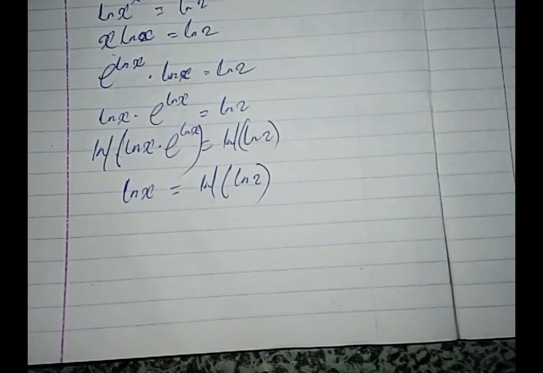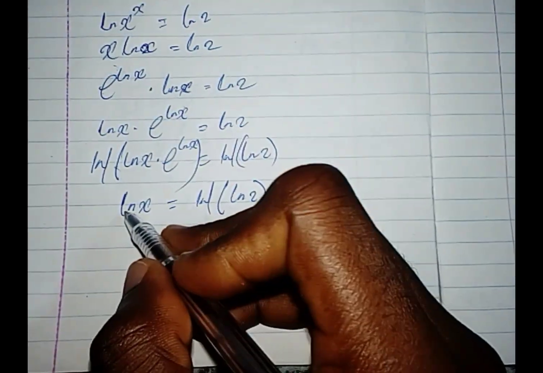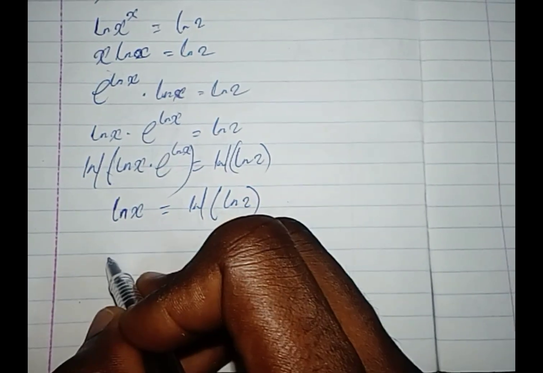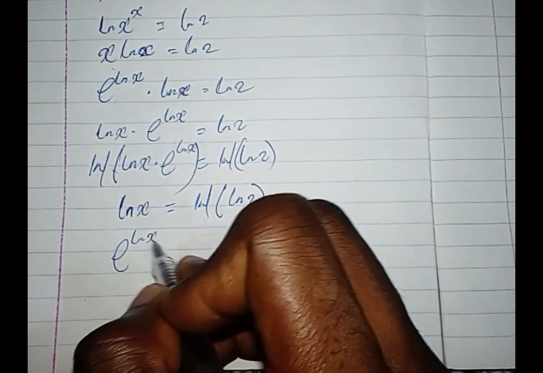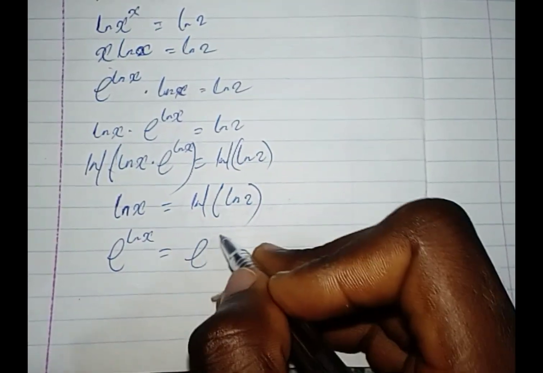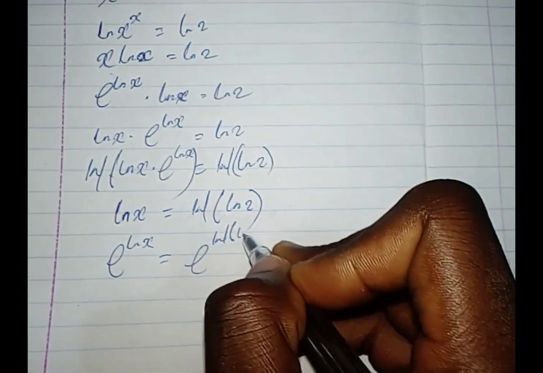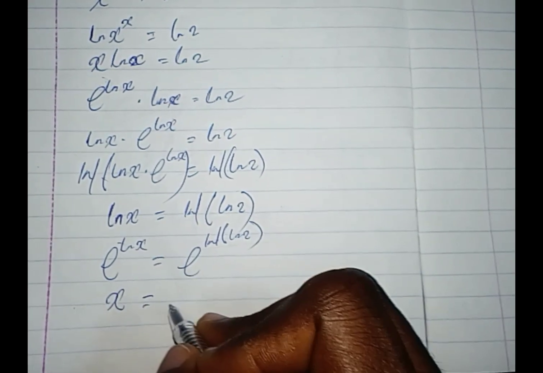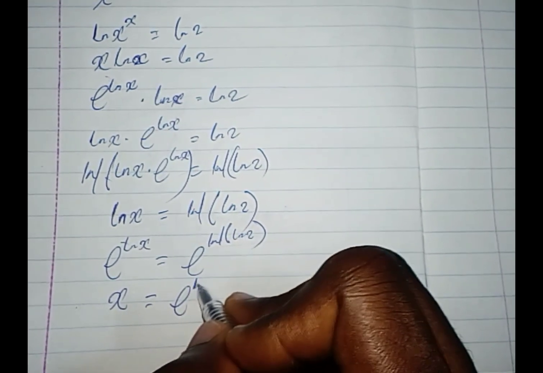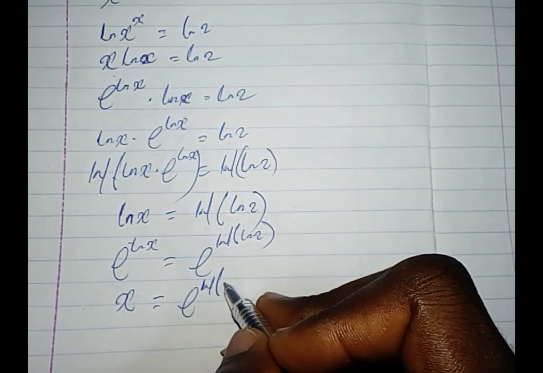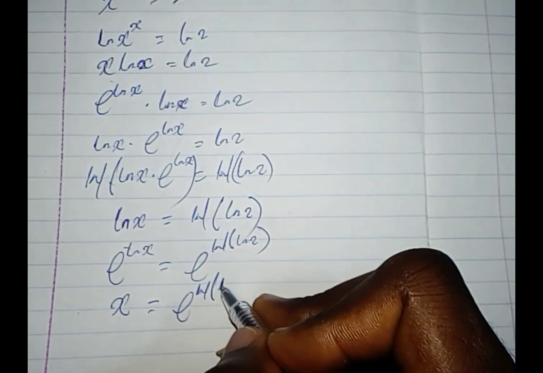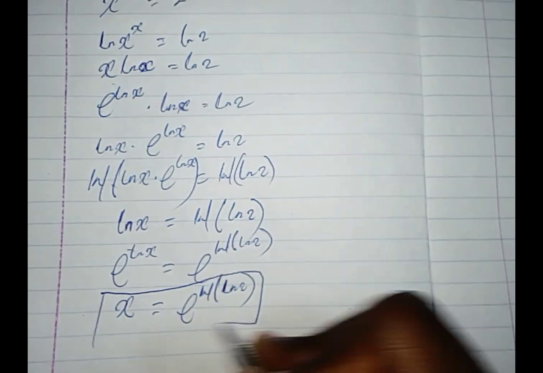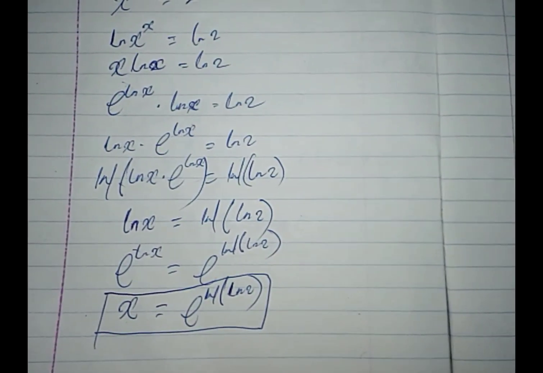Are you following? So I want to get rid of this ln. So what I will do is to raise this as the power of e, and I will just do that at the left side of the equation. I will also do this at the right side of the equation. So this cancels out this. I'll be left with x equal to e to the W, not really W, it's the Lambert W function of ln 2. So this is our answer to the question.